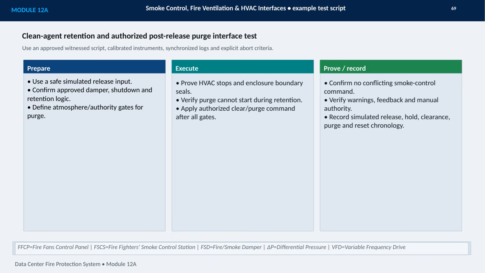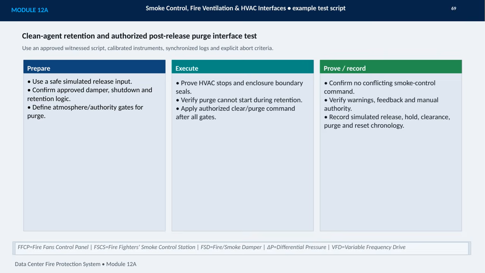Before execution, I confirm the approved damper, shutdown, and retention logic, and define the atmosphere and authority gates that must be satisfied before purging. During the test, I verify that HVAC equipment stops, the enclosure boundary seals, and the purge command remains unavailable throughout the retention period. Once every gate is met, I apply the authorized clear or purge command. The final step is to prove and record the complete sequence.